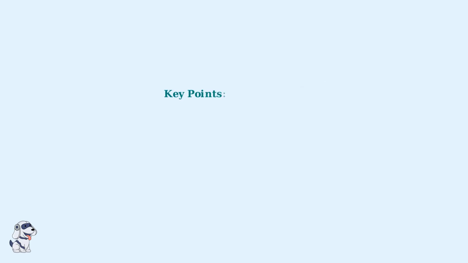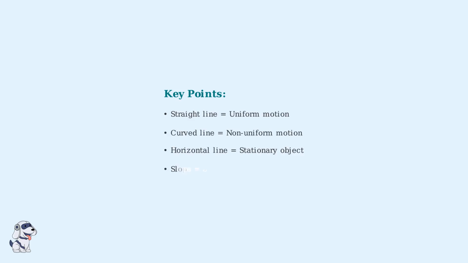Remember these key points. Straight lines indicate uniform motion with constant speed, curved lines show non-uniform motion with changing speed, and horizontal lines represent stationary objects. The slope of any line tells us about the speed of the object. Distance-time graphs tell us a story about how objects move.